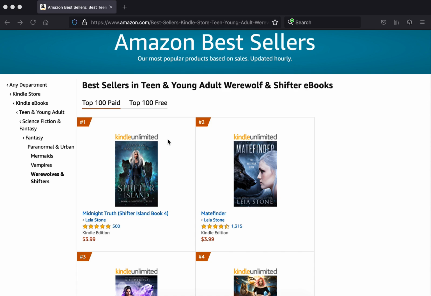Now, it is raining in the background. I don't know if you can hear that. There's a lot of water going down the gutters, so if you hear that sound, that's what's going on.